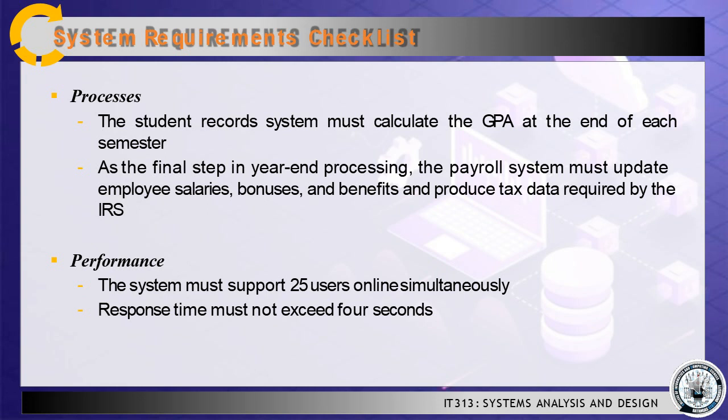Next, the student record system must produce class lists within 5 hours after the end of registration. And then last, the online inventory control system must flag all low stock items within 1 hour after the quantity falls below a predetermined minimum.